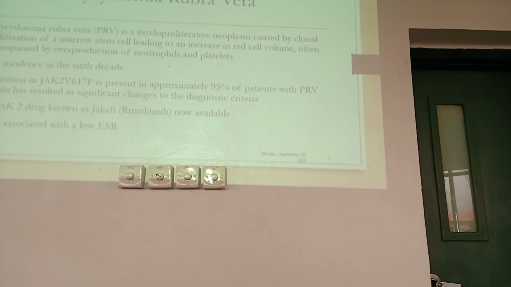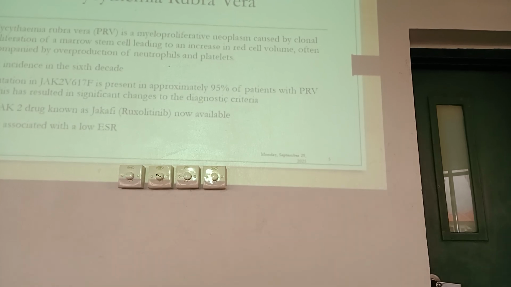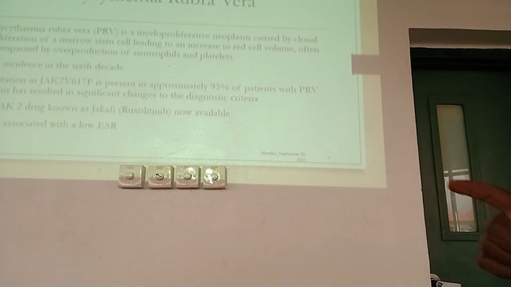Because the red cell is very high, the plasma will be low. So the ESR too will be low. That's one thing that is associated with polycythemia rubra vera.